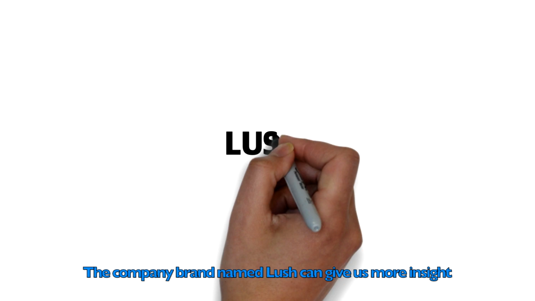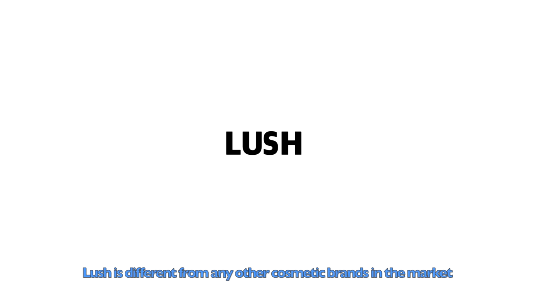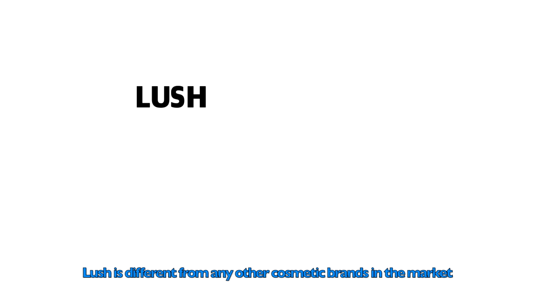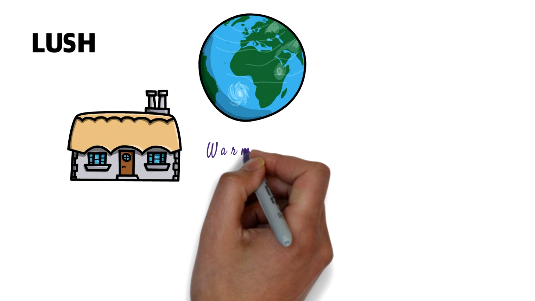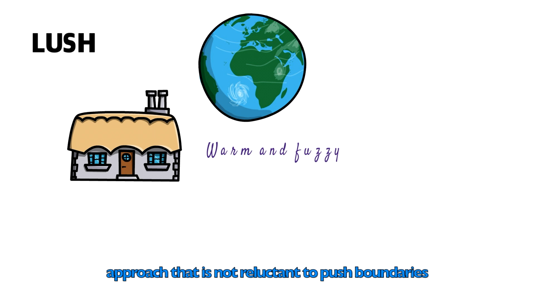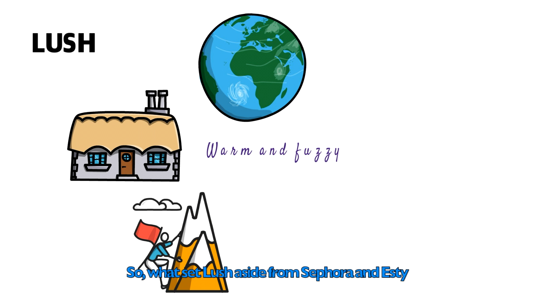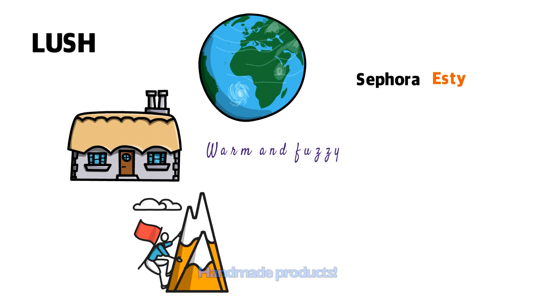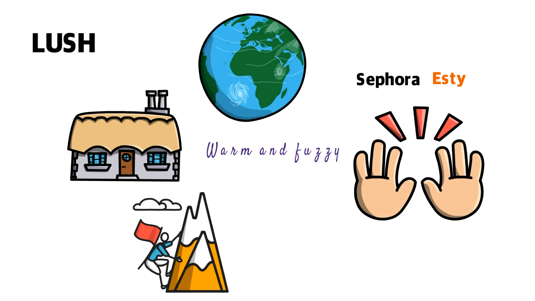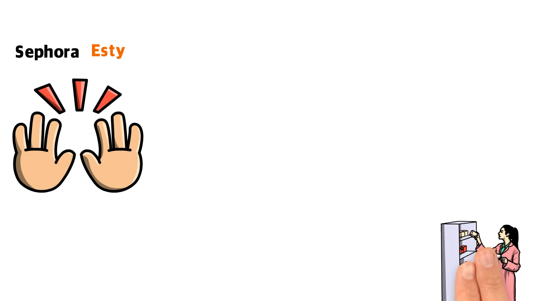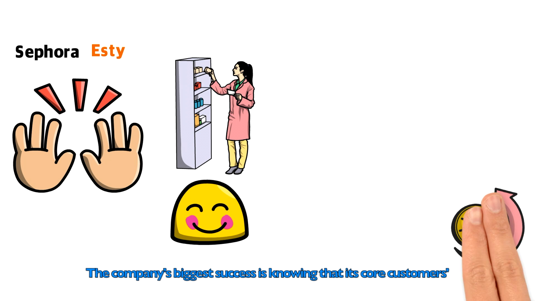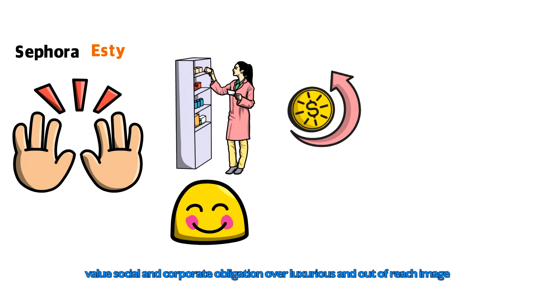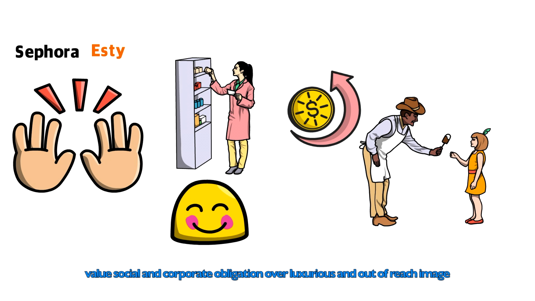The company brand name Lush can give us more insight. Lush is different from any other cosmetic brand in the market. This cosmetic creator has a global reach with a domestic, warm and fuzzy approach that is not reluctant to push its boundaries. So, what sets Lush aside from Sephora and Etsy? Handmade products! Moral purchase and the freshness that came from the handmade products. The company's biggest success is knowing that it scores customer value and social corporate obligations over a luxurious and out-of-reach image.